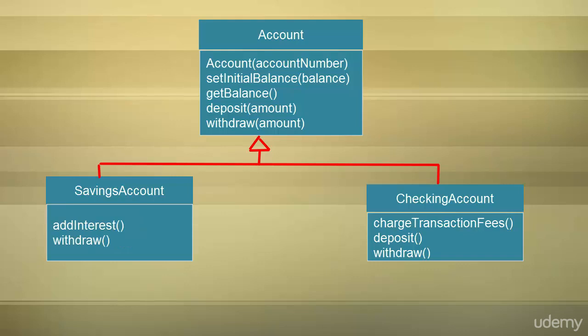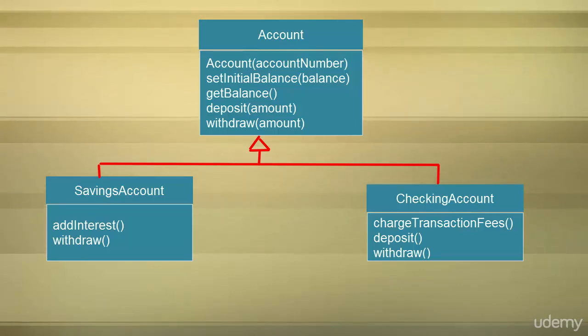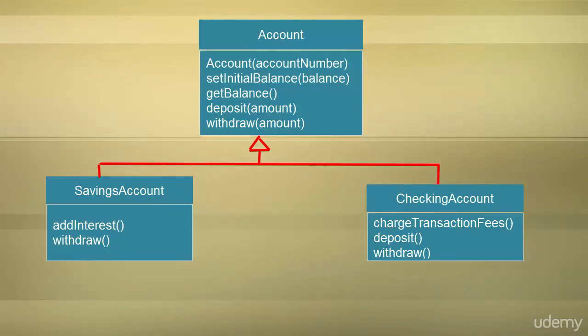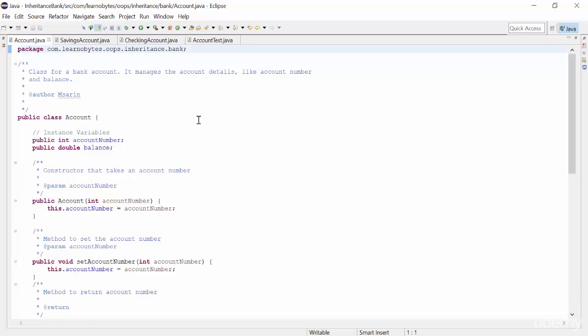The subclasses inherit all methods from the superclass, but their implementations may be overridden to match the specific requirements of the subclasses. Also, subclasses can introduce additional methods. Let's implement the inheritance hierarchy of bank account classes.